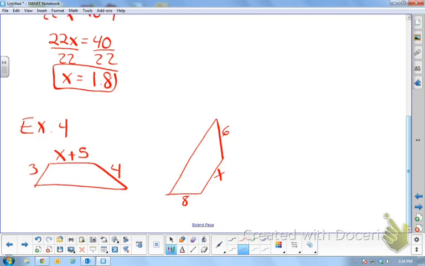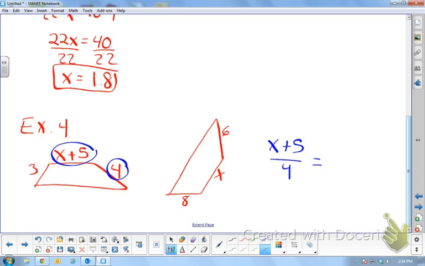So we still need to set up our proportion. But we have 3 sides, and to set up a proportion, we only need 2 sets of matching sides. So we want to make sure to always pick the set of matching sides that contain the x's. So I have to pick the x plus 5 because I'm trying to solve for x. I need x in my equation. Then I can pick whichever one I want. Let's pick 4. So we start setting up our proportion. We have x plus 5 over 4.